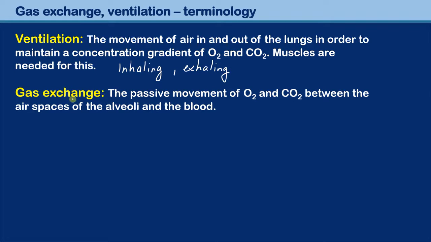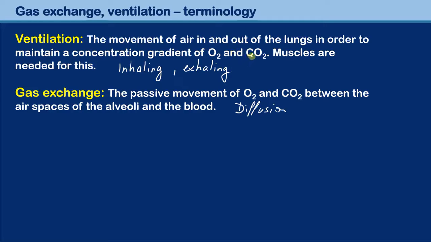There is a second term which is important, which is referred to as gas exchange. And this is the passive movement, so there is no energy involved here. It's the passive movement of oxygen and carbon dioxide between the air spaces in the alveoli and the blood. And this is by diffusion. And diffusion, of course, requires this concentration gradient, which is maintained by ventilation.